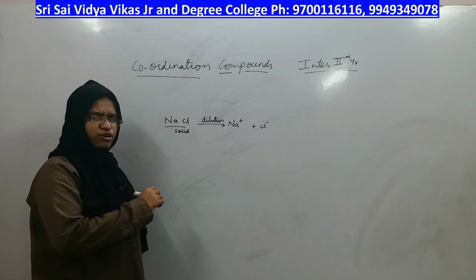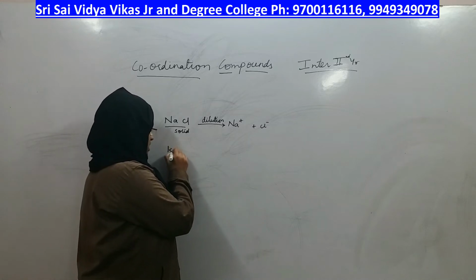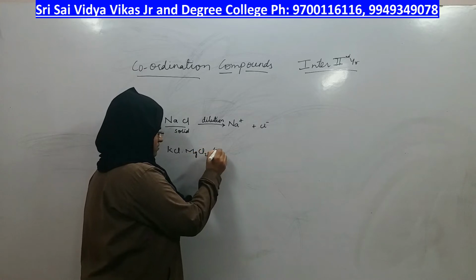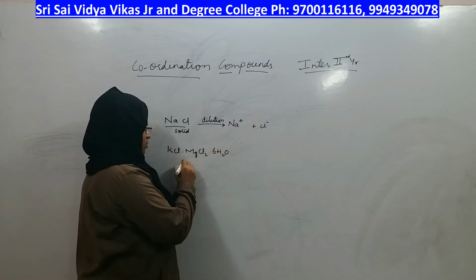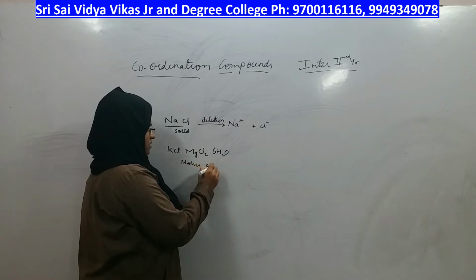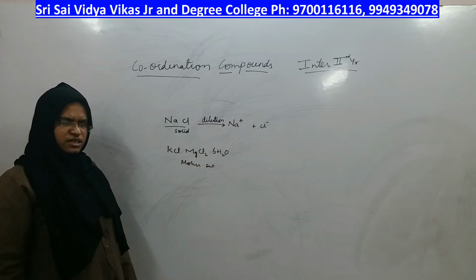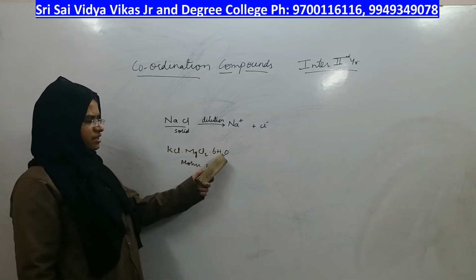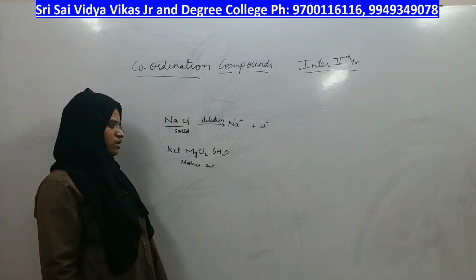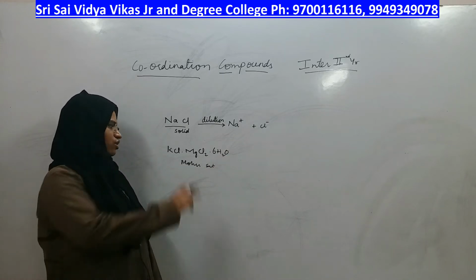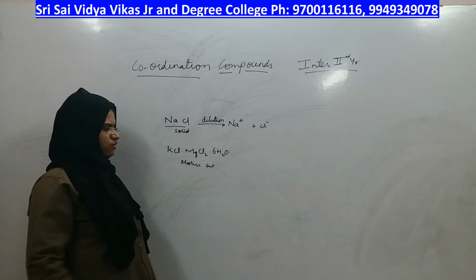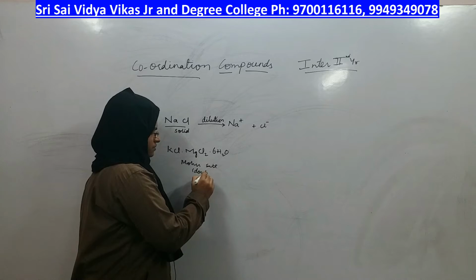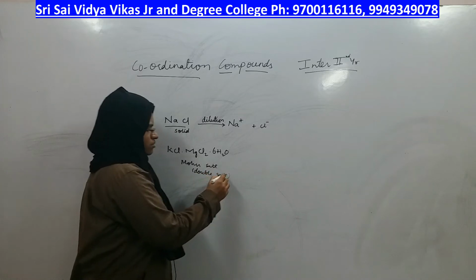I will take an example of another salt, like Mohr's salt. Right, this is an example of Mohr's salt. It is a salt in which there are two salts present together and hydrated. Along with water it is present, therefore it is called a hydrated salt of KCl and MgCl2. Therefore, this salt is called a double salt.